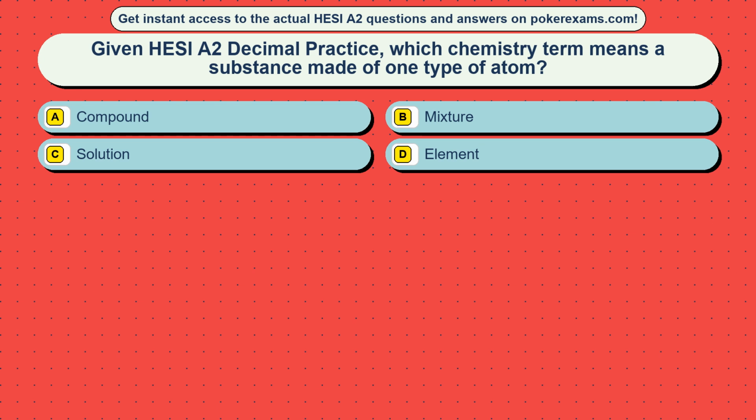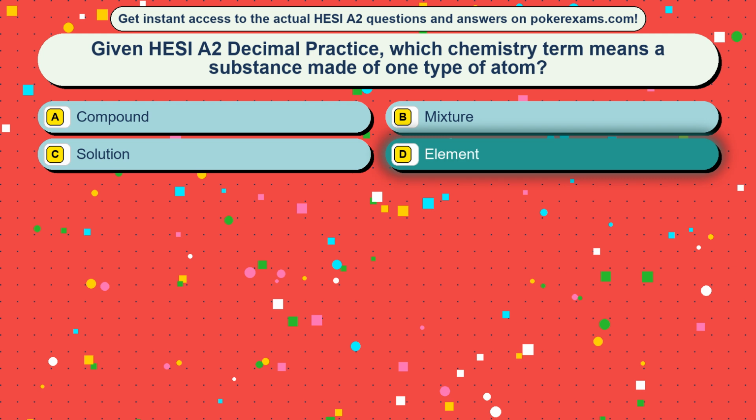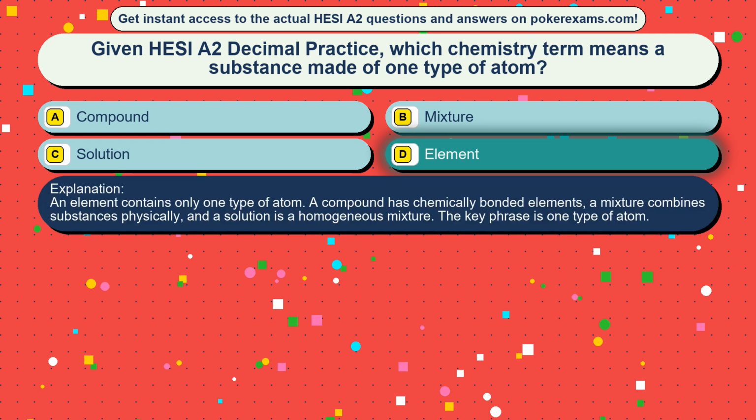Option A, compound. Option B, mixture. Option C, solution. Option D, element. The correct answer is option D, element. An element contains only one type of atom. A compound has chemically bonded elements, a mixture combines substances physically, and a solution is a homogeneous mixture. The key phrase is one type of atom.